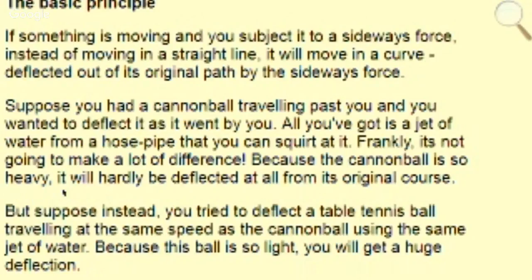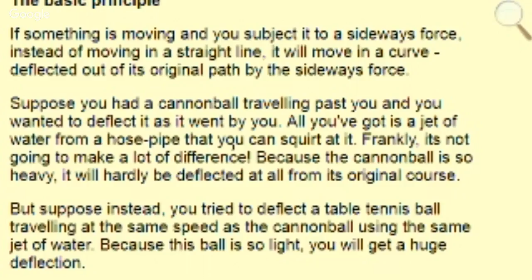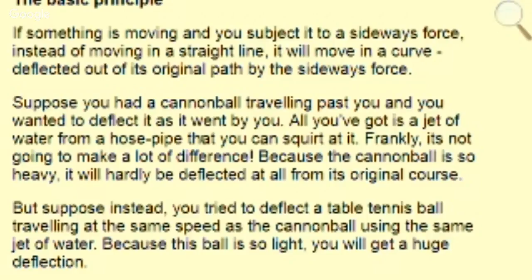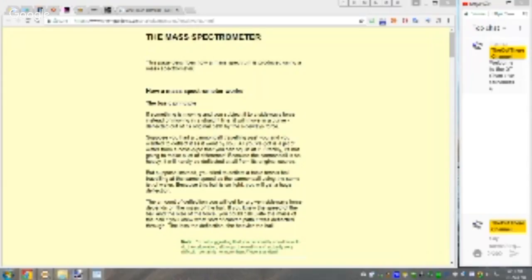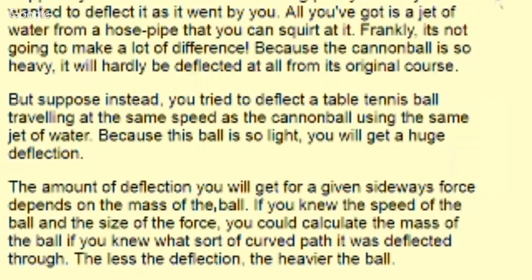So what they're saying here, suppose you had a cannonball traveling past you and you wanted to deflect it. I'll just mute that again. So I hear myself talking, it sort of interrupts what I'm saying. So I don't think anyone's joined us yet, but that's all right. They can watch it later. So whereabouts were we?